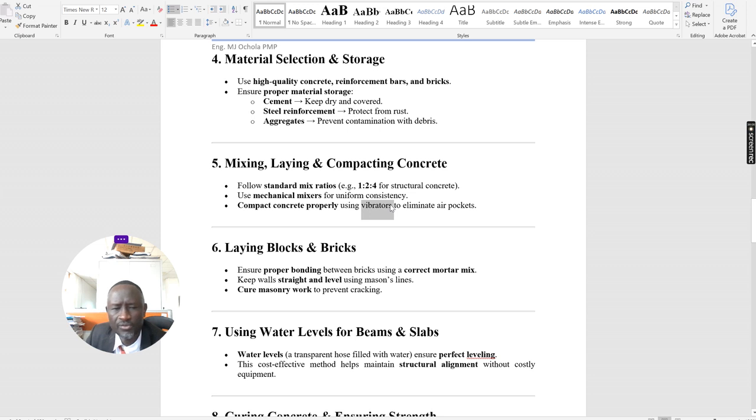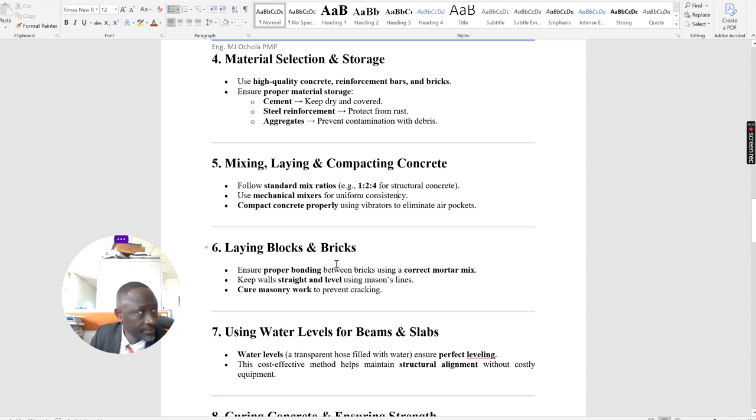So some of these site staff should have some minimum concrete technology knowledge: how to do batching, mixing, transporting, placing, even curing. So it is very important. So that is in terms of mixing, laying, and compacting concrete.